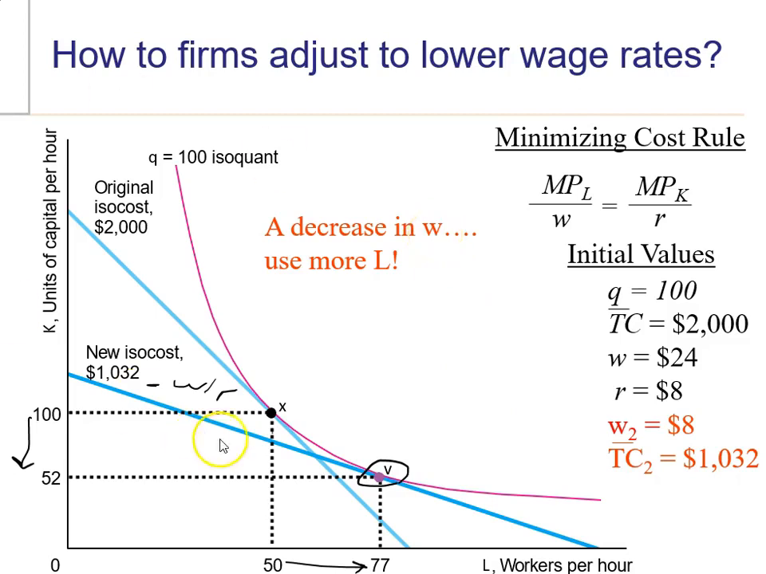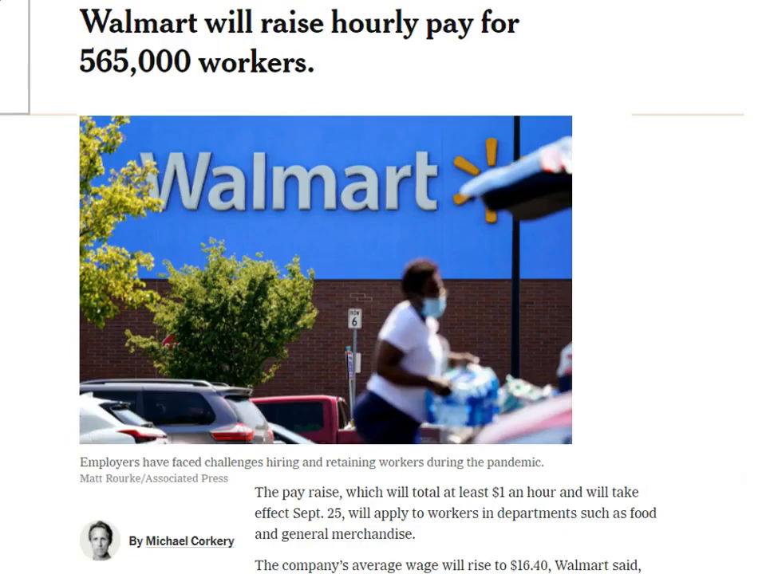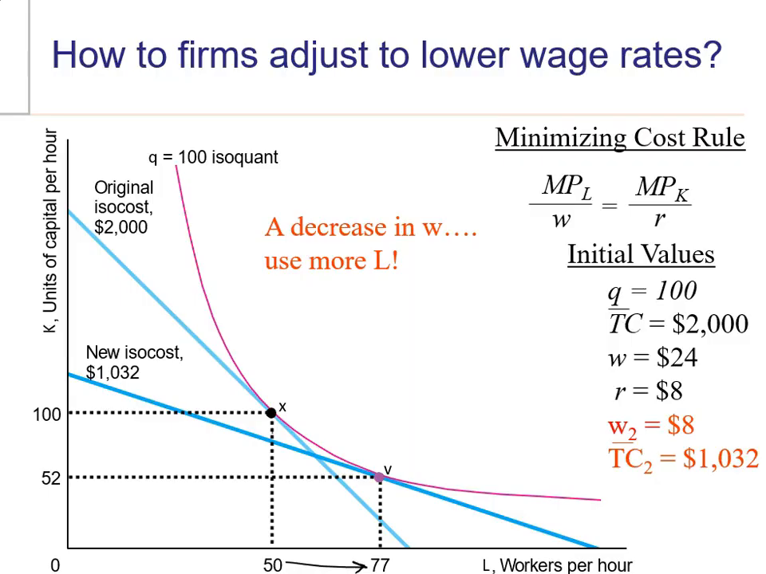Now, I want to go through one more case with you, and that's the opposite scenario. What should a firm do if wages have gone up? And with the pandemic, Walmart has gone off and paid workers at least $1 more per hour, effective as of September 25th, 2021. They raised their pay for hourly workers, more than 500,000 workers, by $1. So if wages now are going up, how does this impact the optimal combination that we had before?